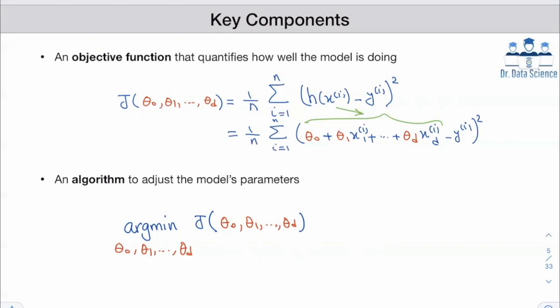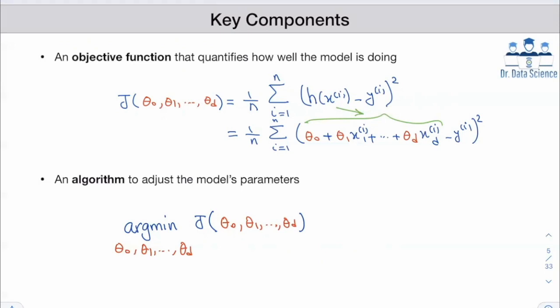So I can also show you where these theta 0 to theta d parameters are by just putting in the equation for the hypothesis that we have here. If you remember from the previous slide, our hypothesis is this weighted sum or linear combination of features. And we want to minimize the amount of error that we have, right? So we want to minimize this mean squared error.